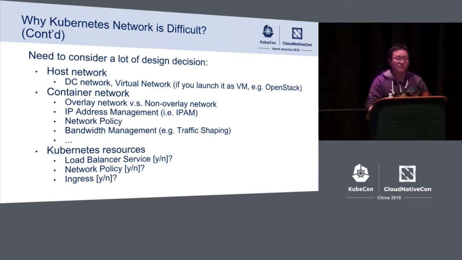I mean, first we need to set up the host network, and then the container network. Nowadays, container networks include overlay and non-overlay. We need to choose the IP address, network policy, and bandwidth if we need it. And then, of course, when we're setting up the Kubernetes cluster, we can choose load balancer service, network policy, or ingress as options. If we are thinking we need load balancer services, at that time we need to identify whether it's commercial or open source, or whether there is any policy. So it's a little bit complicated at the design phase.